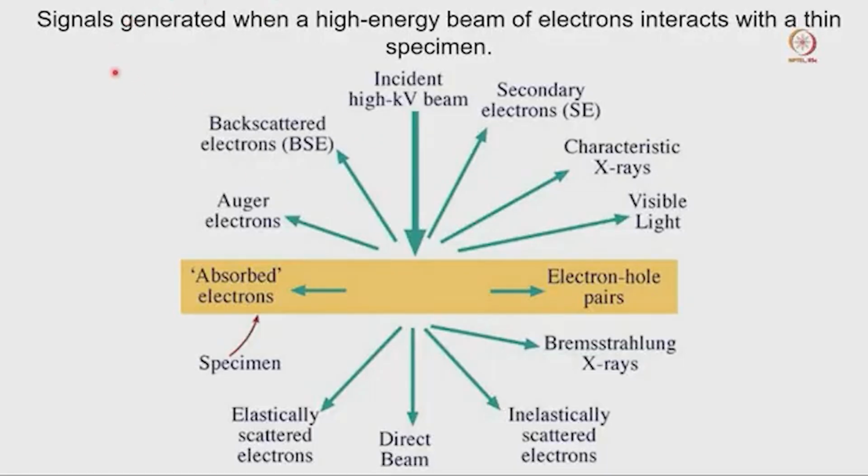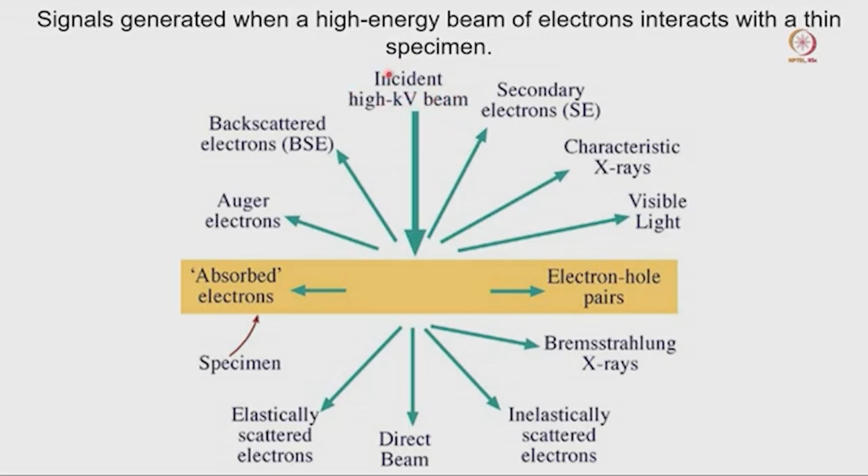our sample, and when it is interacting with our sample, what kind of electron beam we are expecting. So, let us take a look at the signal generated when a high energy beam of electrons interacts with a thin specimen. So, here this is our thin specimen and this is our incident high voltage, high kilovolt electron beam.